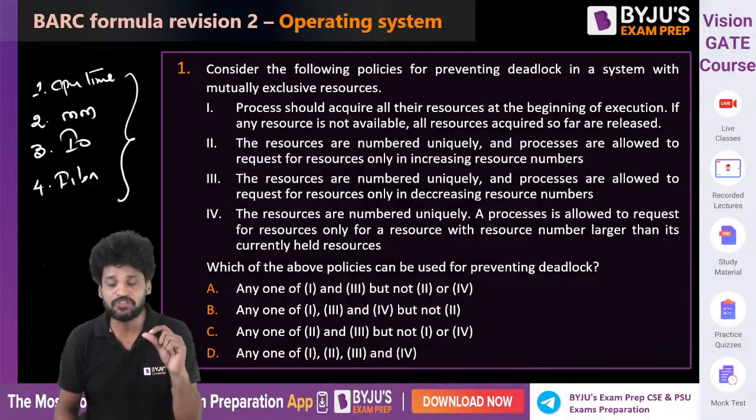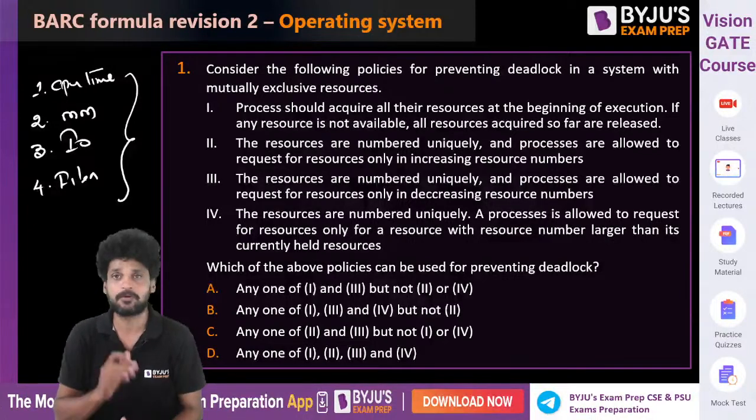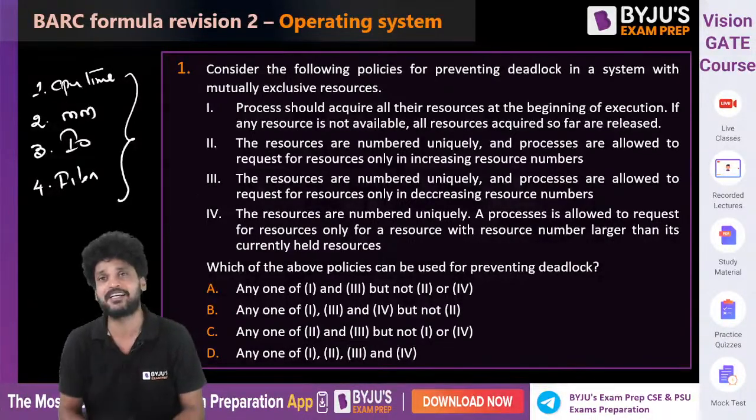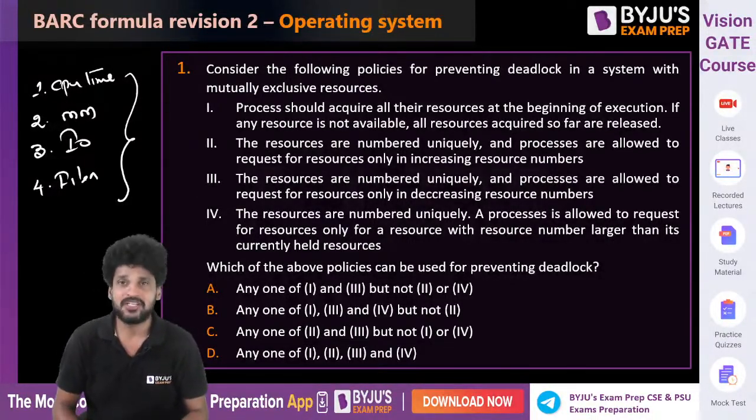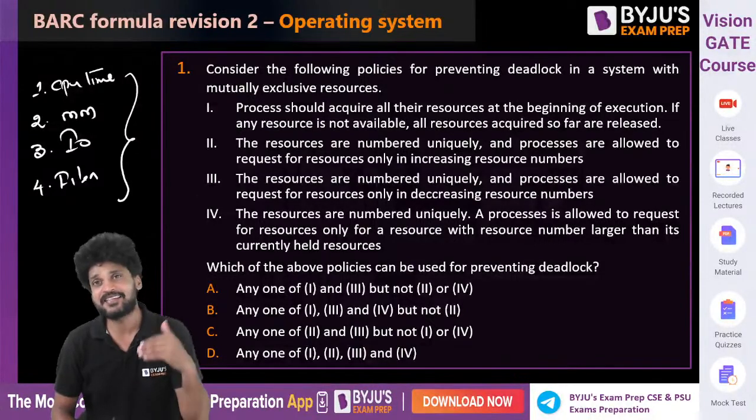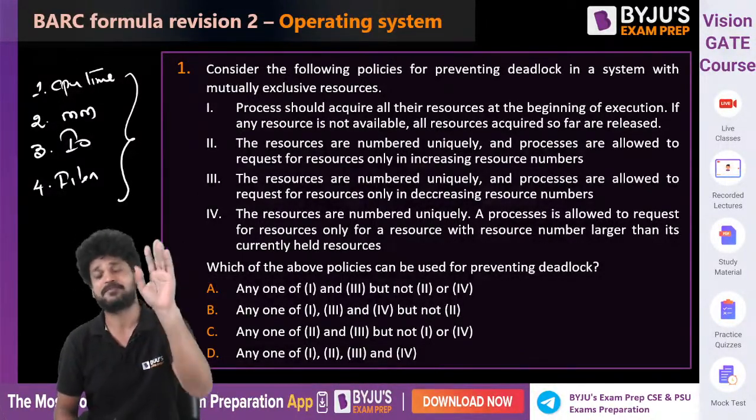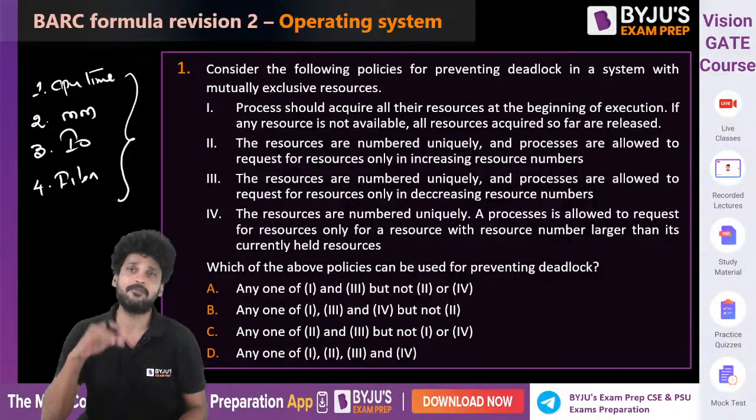This is what the mutually exclusive property of resources is. Now, what is deadlock? Deadlock is something in which I need some resources which are held by some other process which is blocked. So I will never be able to go ahead with my execution.